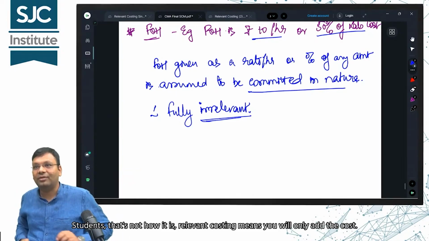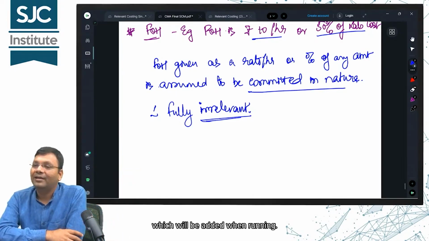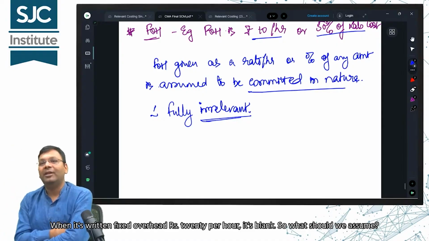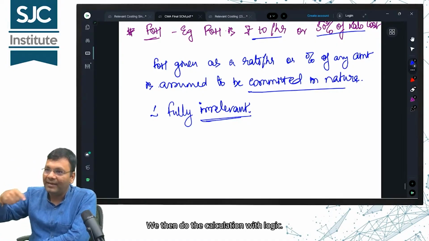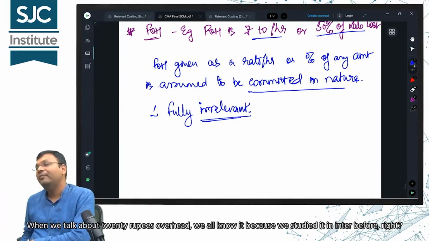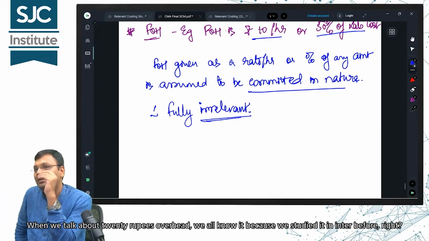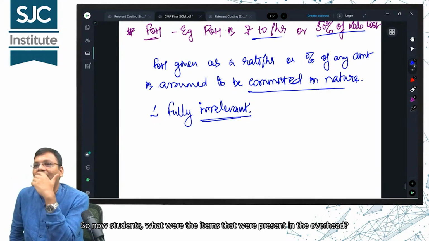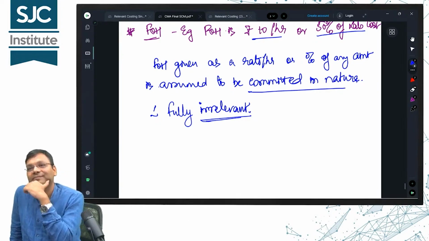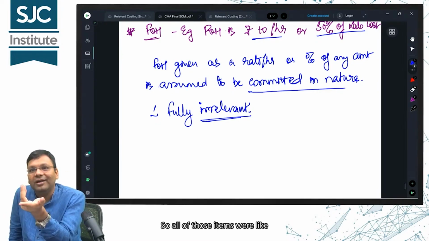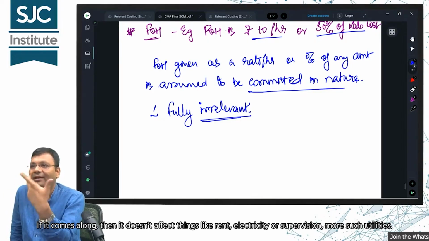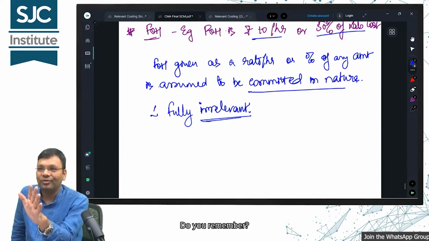Relevant costing means you will only add the cost which will be added when running. When it's written fixed overhead 20 rupees per hour, it's blank. So what should we assume? We then do the calculation with logic. When we talk about 20 rupees overhead, we all know it because we studied it in Inter before, right? So now students, what were the items that were present in the overhead? All of those items, like rent, electricity or supervision, and more such utilities, don't change if a new task comes along. Do you remember?